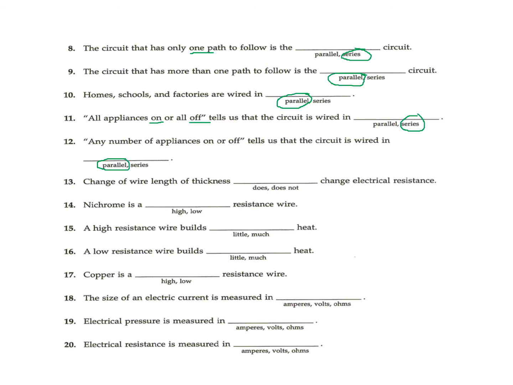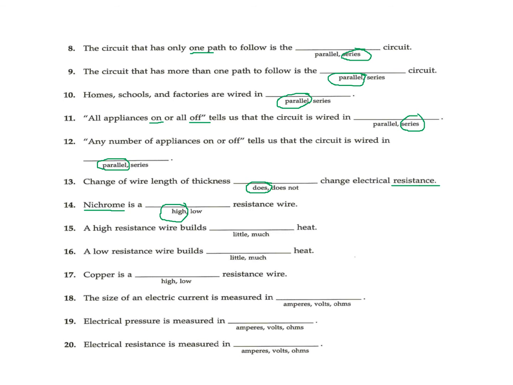Changing the wire length or thickness does affect electrical resistance. The longer you have to travel, the more resistance. For example, if I have a very long wire, then electrons have to travel a longer distance, then it gets hot. Nichrome has high resistance. This is a wire they use in your iron. When you iron your shirt, inside your iron there's a metal called nichrome that has very high resistance. So it stops the electrons so much, and it gets so hot because of this resistance.